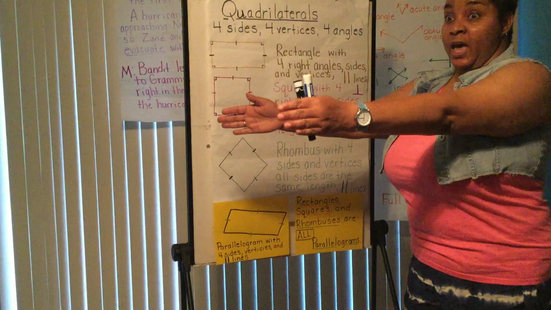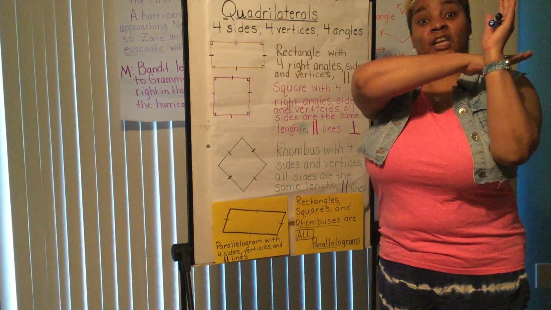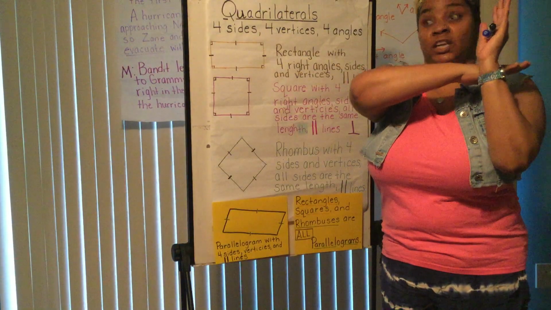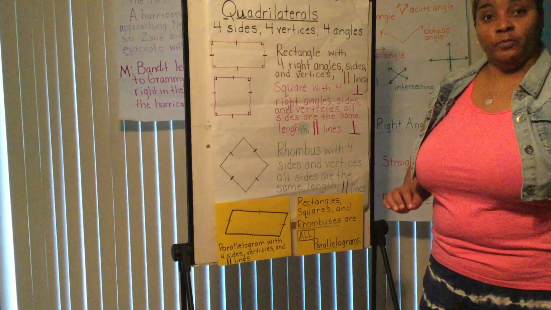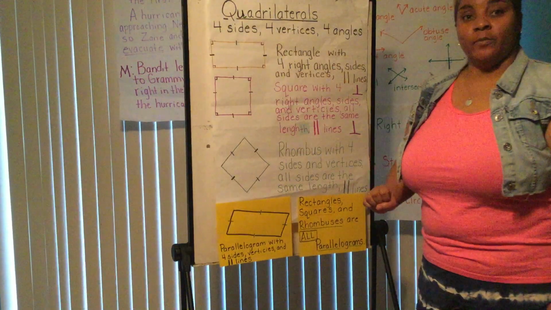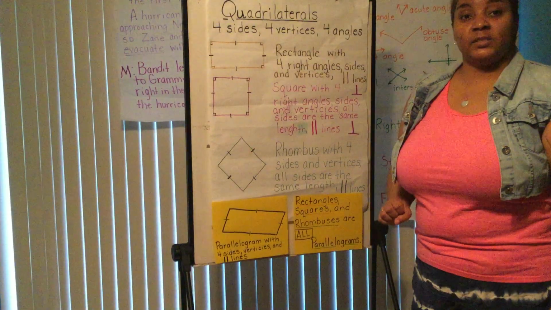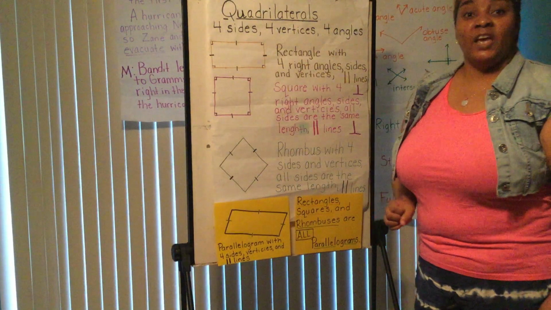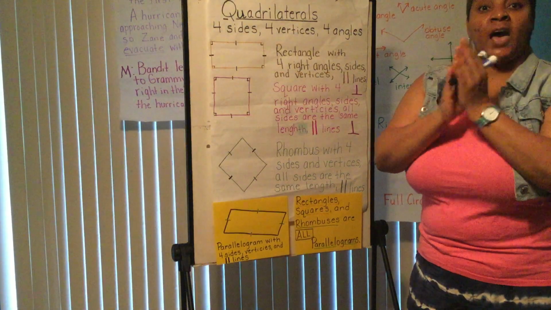Some are parallel, some are perpendicular. Rectangle, square, rhombus. They are quadrilaterals.